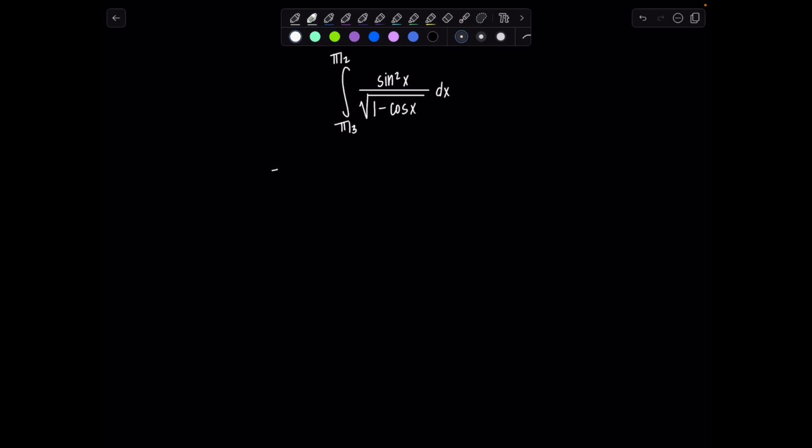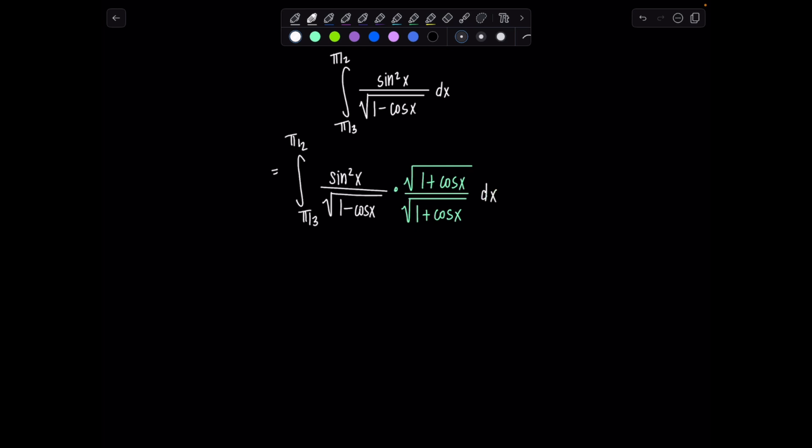Let's rewrite what we've got first though. So we have the integral from pi over 3 to pi over 2 of sine squared x over the square root of 1 minus cosine x. And then I'm going to multiply top and bottom by the square root of 1 plus cosine x. This is something that you'll learn to bust out when you have a trig integral like this. This isn't the first problem I've seen where I've needed to do such a maneuver.